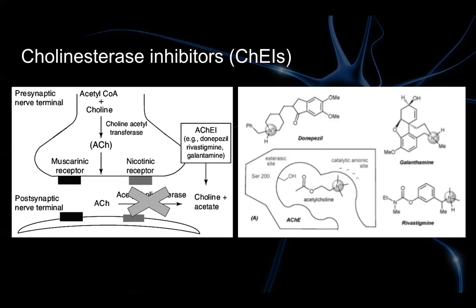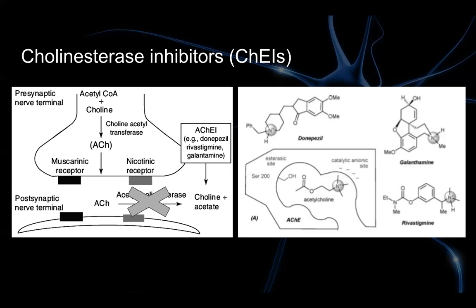The design of these drugs is based on the mechanism of acetylcholinesterase binding to acetylcholine, by targeting the serine hydroxyl group at the esteric site and having a tertiary amine at the catalytic anion site. Notice how most of these drugs here, galantamine and rivastigmine, have -ine at the end. That's because of this tertiary amine that is present on most of these drugs.